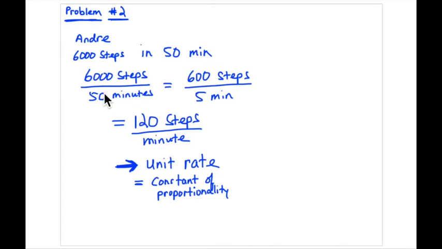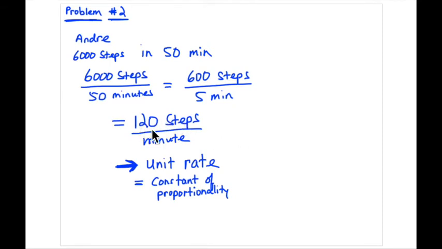So 6,000 steps per 50 minutes is how many steps per minute? Well, you just divide each of these by 10 and you get it down to 600 steps per 5 minutes. And 600 divided by 5, well, 60 divided by 5 is 12. So 600 divided by 5 is going to be 120. So 120 steps per each minute. That is the unit rate. How many steps do you take in 1 minute?